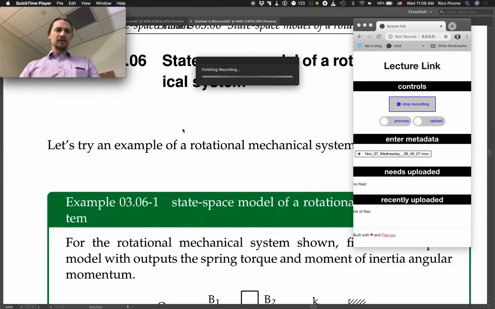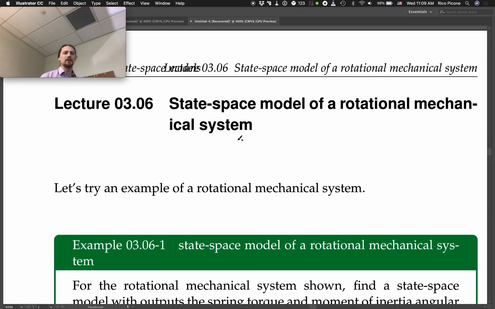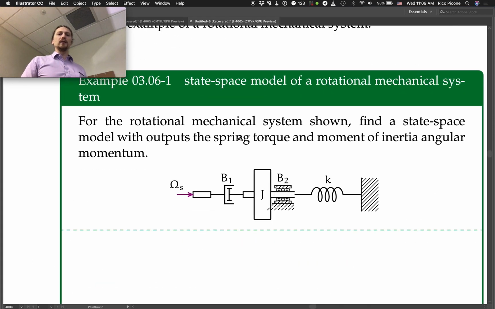Big version. So, lecture 3.6, state space model of a rotational mechanical system. Another example with a rotational mechanical system. For the rotational mechanical system shown, find a state space model with outputs being the spring torque and the angular momentum of the moment of inertia.